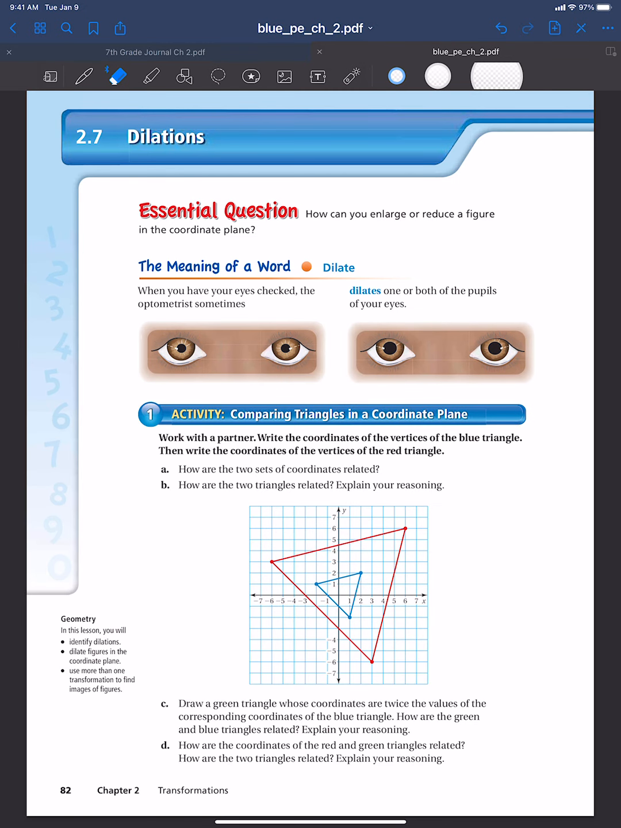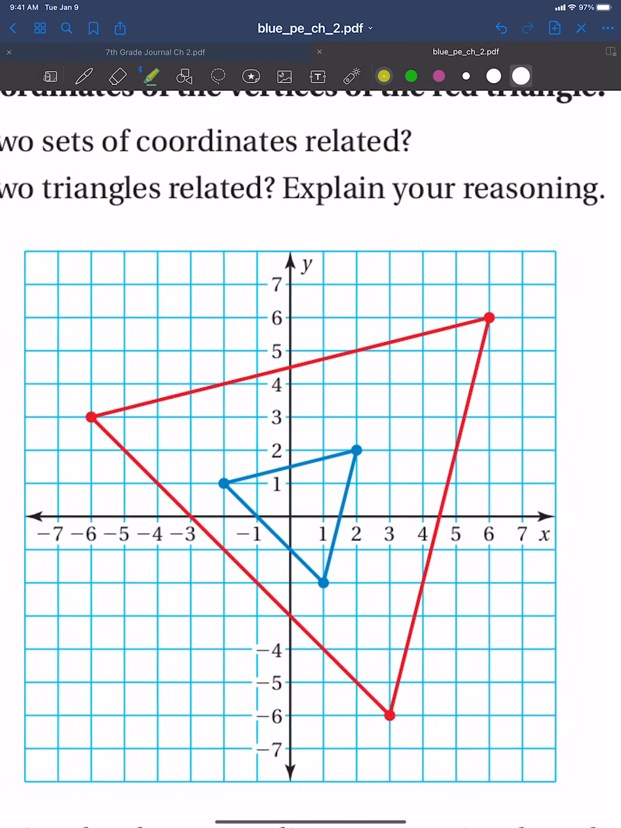In class, we talk about the word dilation, and you probably have heard this before about when your eyes dilate, it means your pupils grow or shrink. So when you shine a light in your eyes, your pupils get smaller, and when you turn off the lights, then the pupils grow larger. So similarly, shapes also can grow and shrink.